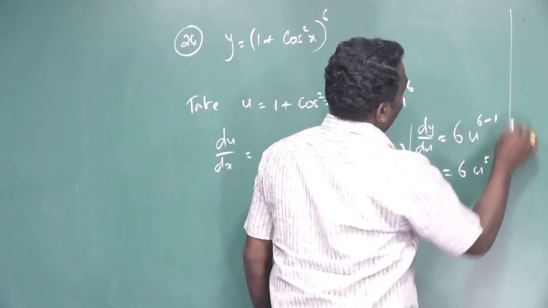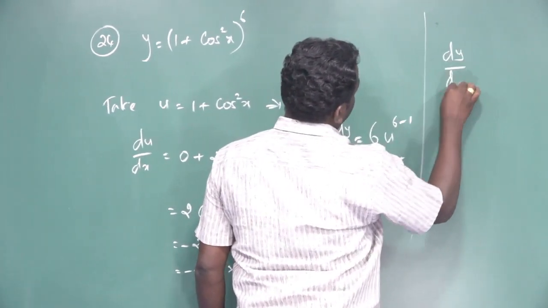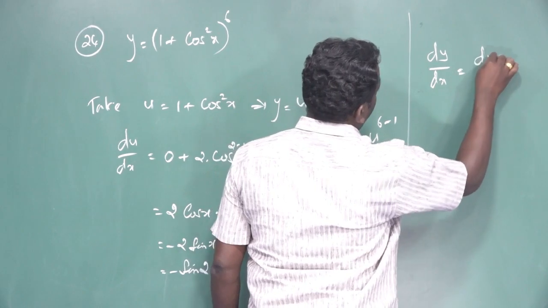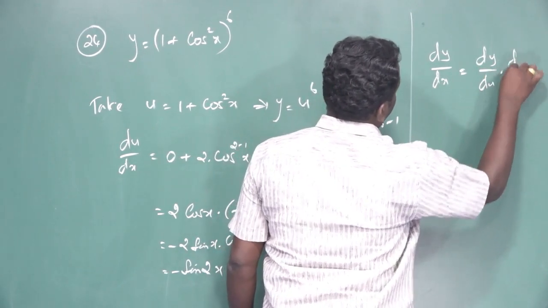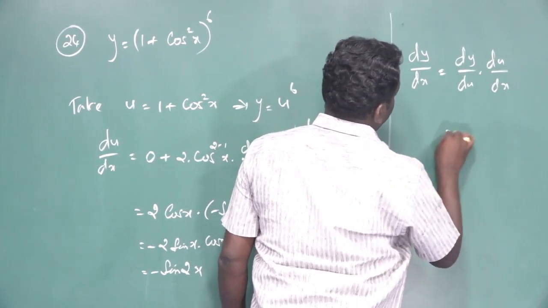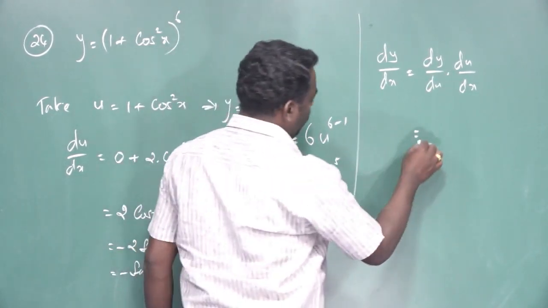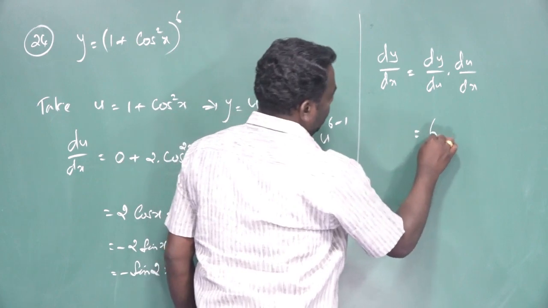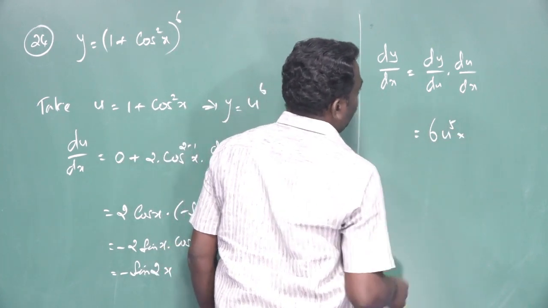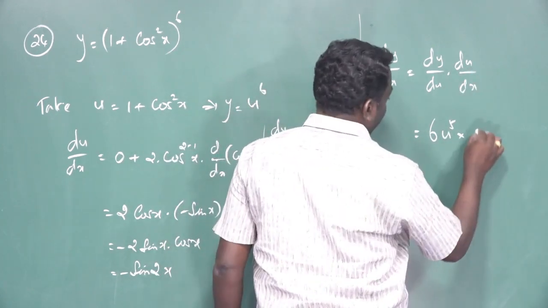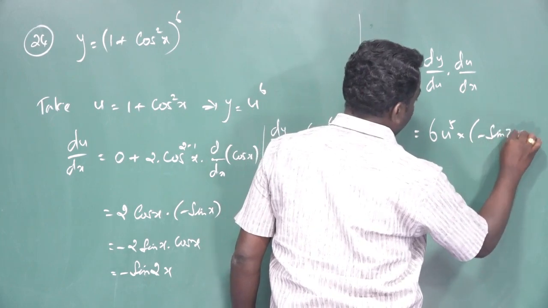Now applying the chain rule, dy by dx is equal to dy by du into du by dx, that is equal to dy by du equal to 6 into u power 5, and du by dx equal to what? Minus sin 2x.